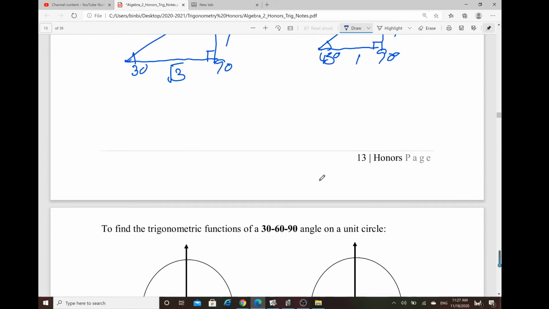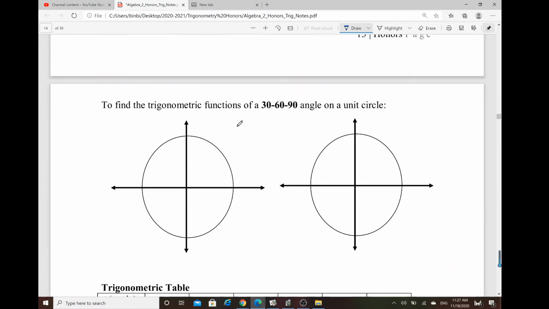Now let's find those ratios within the 30, 60, 90 degree triangle in the unit circle. Starting off with the 30, 60, 90, let's say the base angle is 30. Here's 90, and this one is 60.